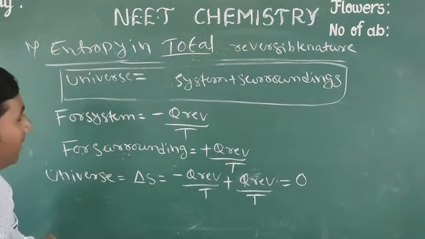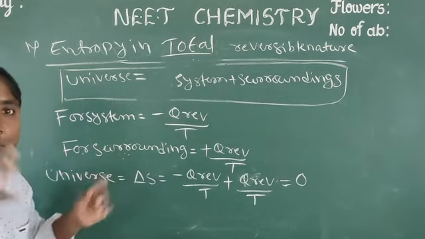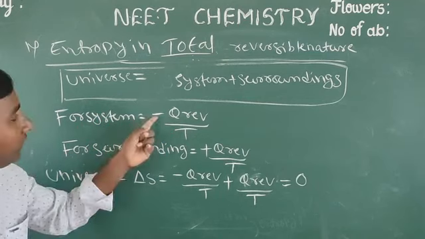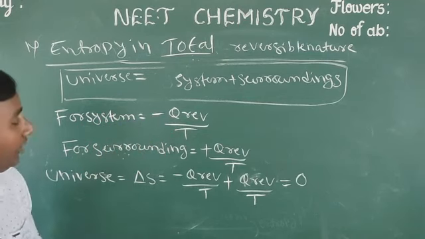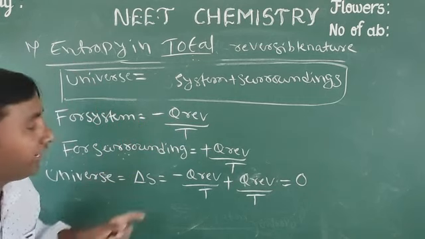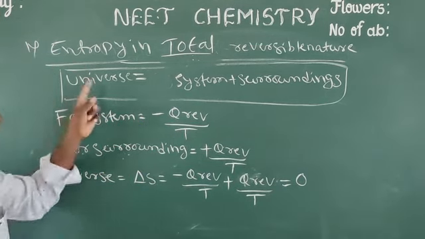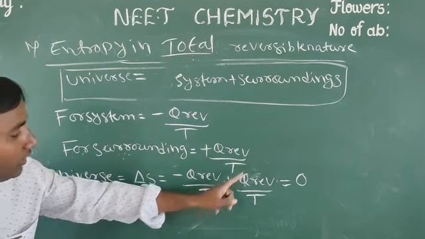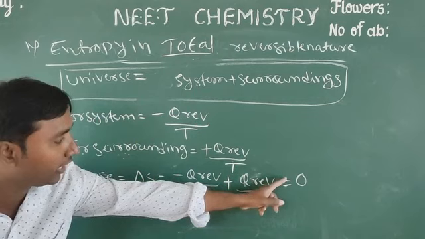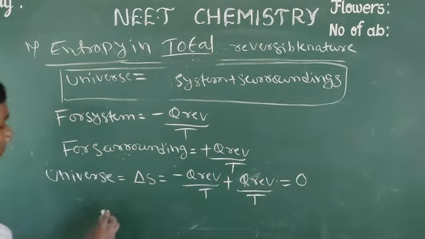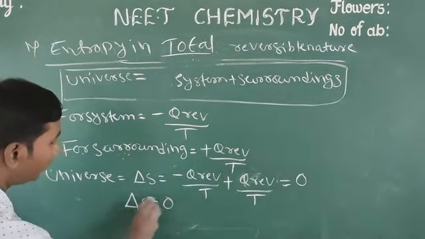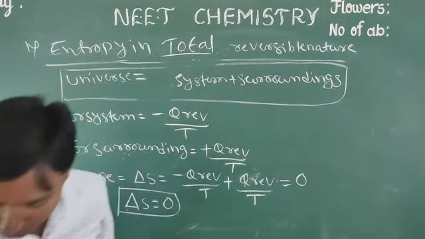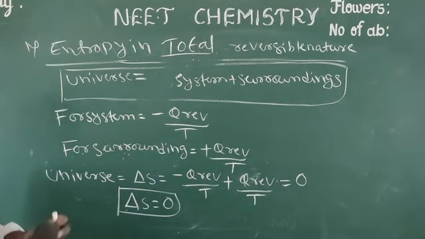Listen again: heat energy goes from system to surrounding. That's why for the system it is minus Q, since the system loses heat energy. The surrounding absorbs the heat energy, that's why plus Q. Total universe equals system plus surrounding, so del S equals minus Q reversible by T plus Q reversible by T. Minus and plus cancel to 0. So in total reversible nature, del S equals 0.